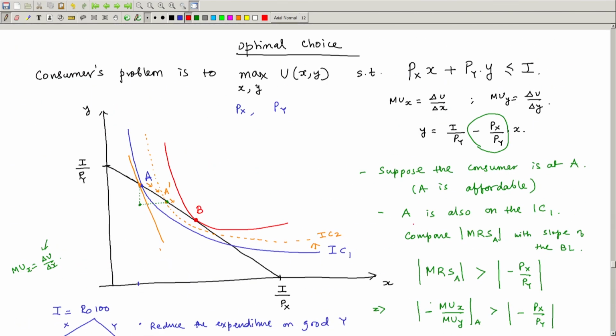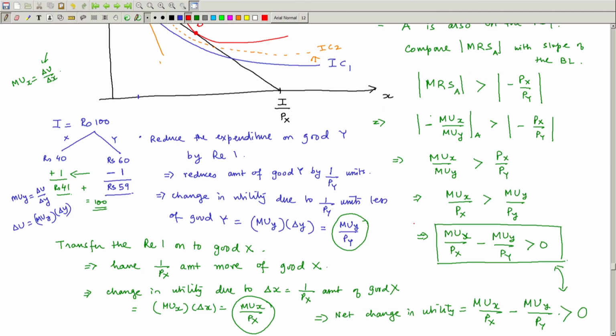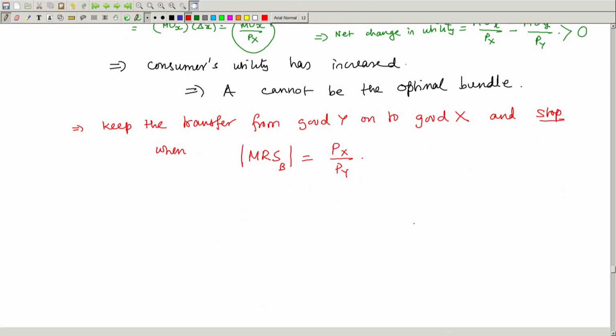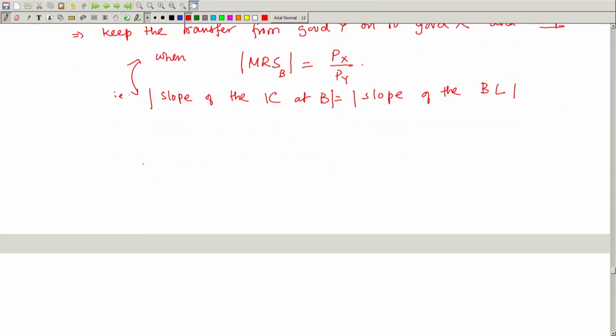Because if I were to compute the MRS at B, that would be drawing the tangent, and the budget line itself is the tangent to the indifference curve at the point B. So in plain English, this tells me that the slope of the indifference curve at B is equal to the slope of the budget line, right? And if I take the absolute values, I can essentially make the same statement. These are equivalent statements. Now mathematically, let's write it.